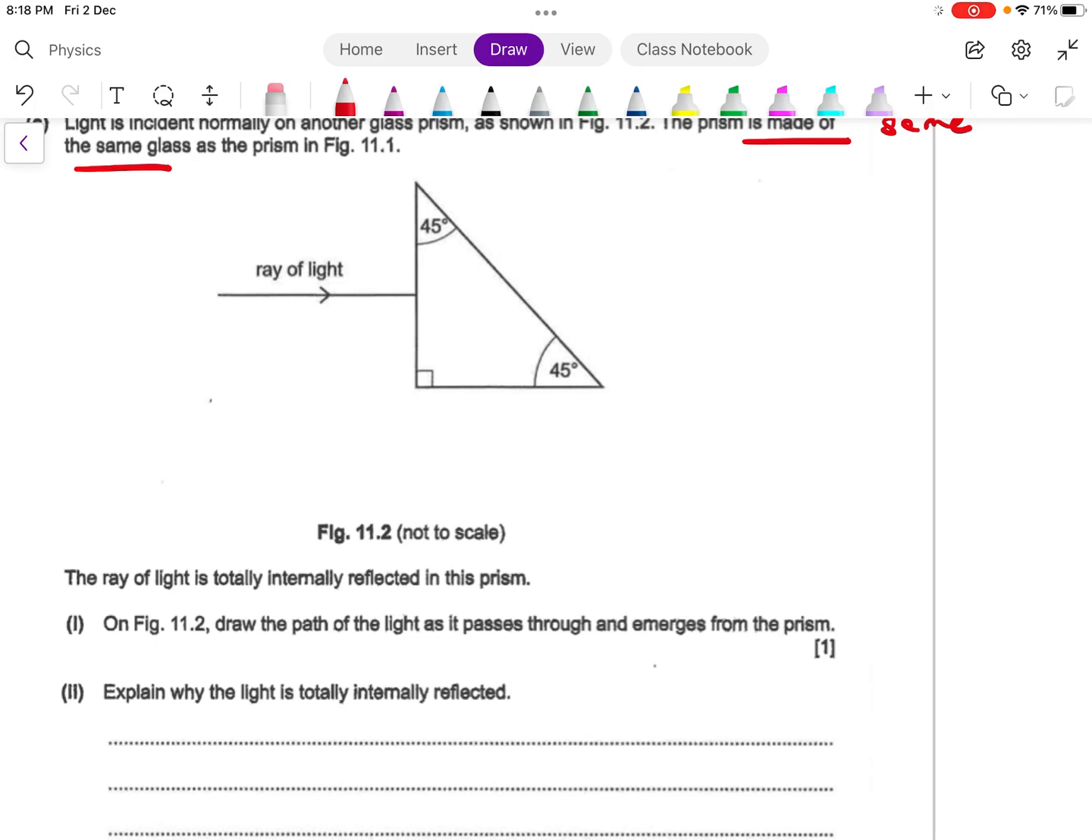Okay, so I just draw. And after that, you can draw a normal right here. Draw a normal, then after that, because you undergo total internal reflection right here, you cannot go into the air. You must undergo total internal reflection and exit the prism here. So that is for part 1.